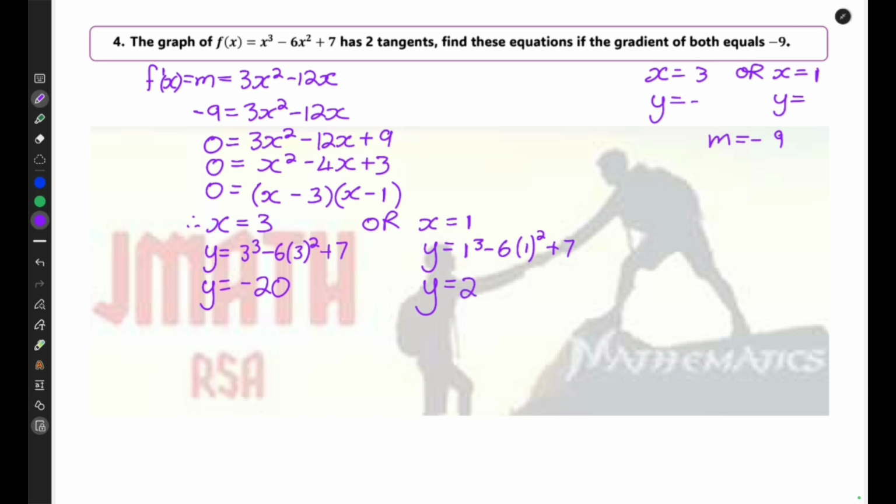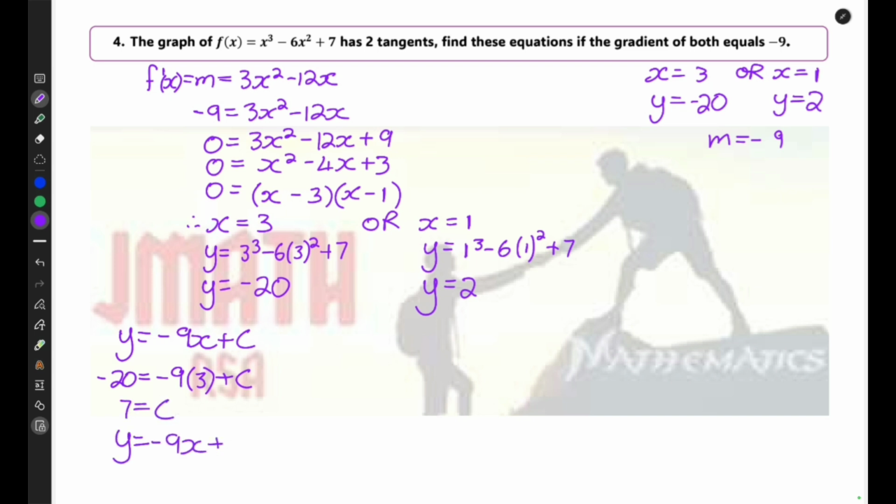Okay, great. So now I must just put the correct ones next to each other so that I don't make a mistake. So the first one, if y is equal to minus 9x plus c, I can sub in the minus 20 as y and then the 3 as x. And therefore, I can then see it's minus 20 and then plus 27. So this would just be 7 as c. So y is equal to minus 9x plus 7.